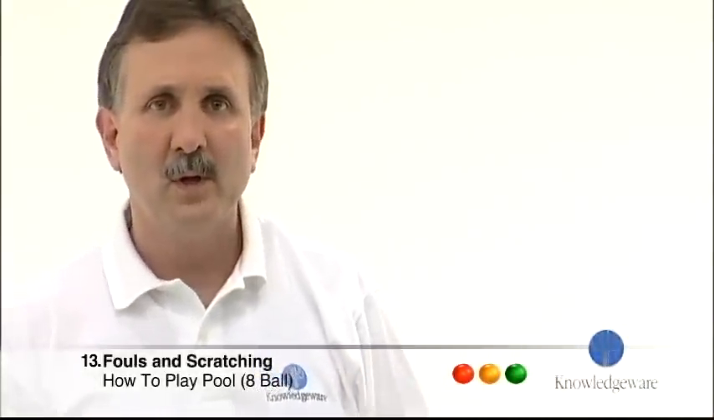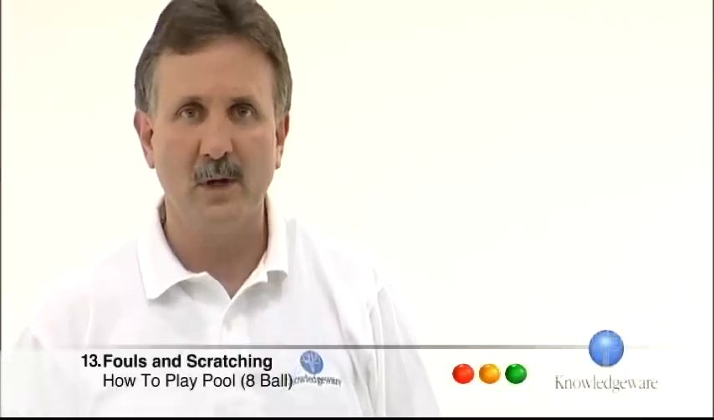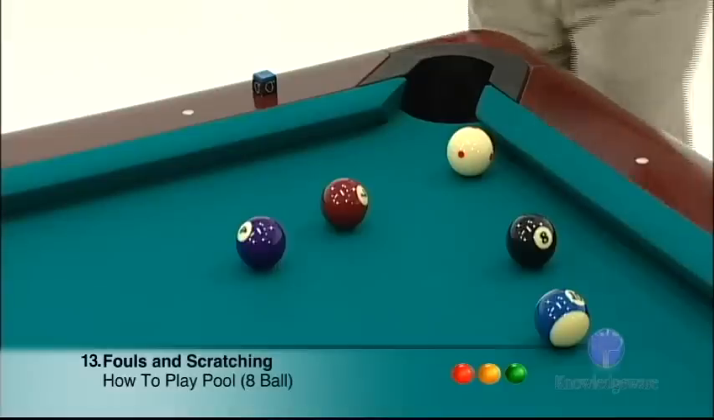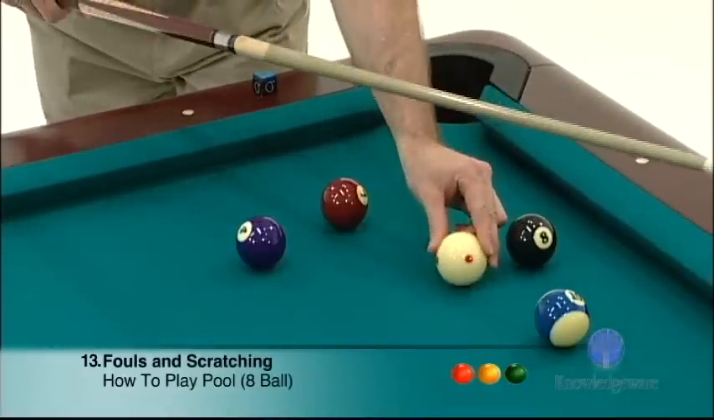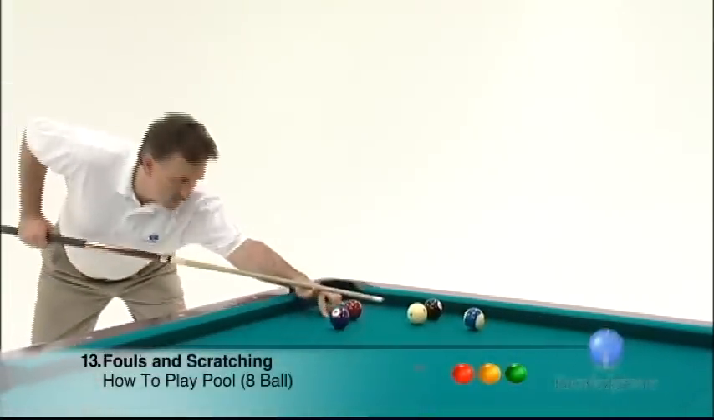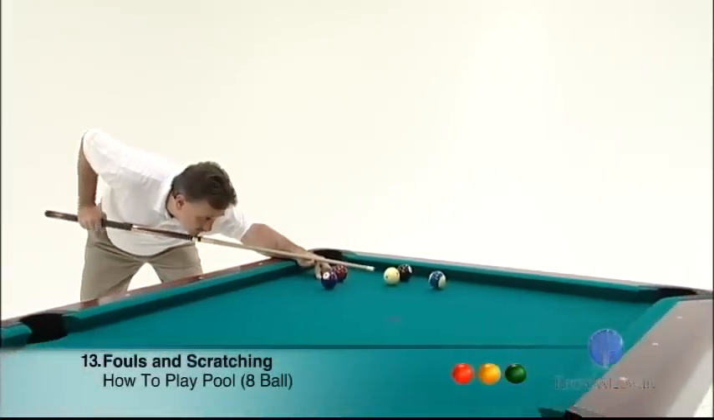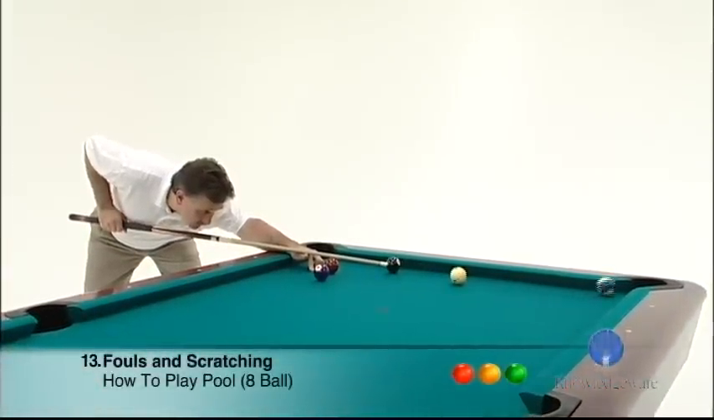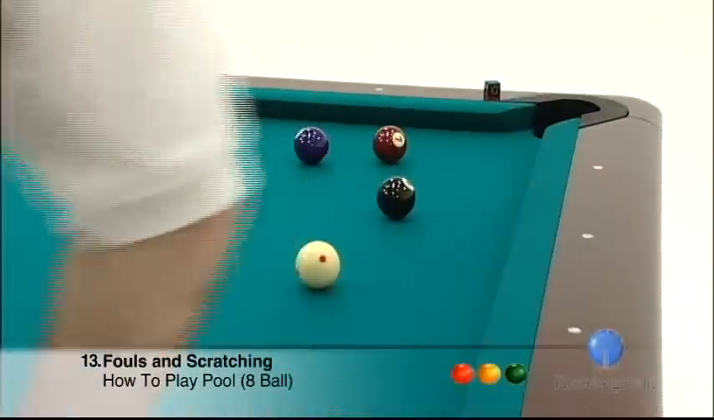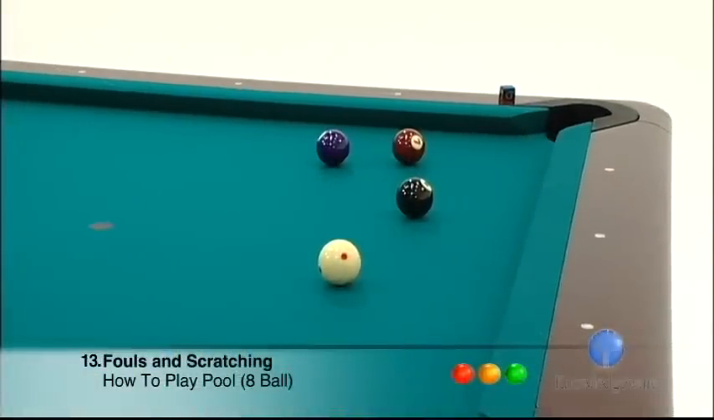When your opponent gives you ball in hand anywhere on the table, proper placement of the cue ball can result in winning the game. Eight ball in the corner pocket.